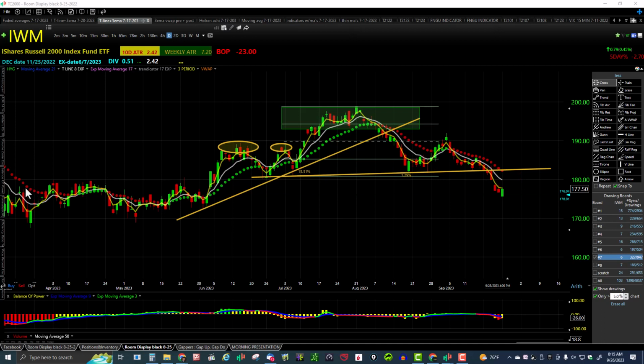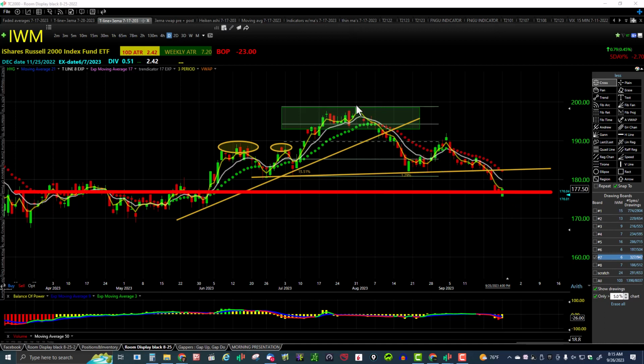So you can see we've got all of this consolidation through here. And you can see we got a little bounce here yesterday on IWM. But this is the neckline. We had a neckline break. There's the right shoulder, left shoulder. All of this is the head. And you got that neckline break.